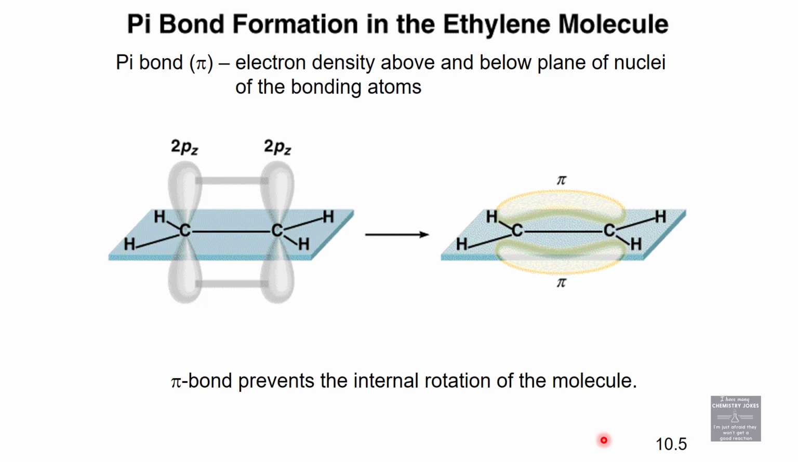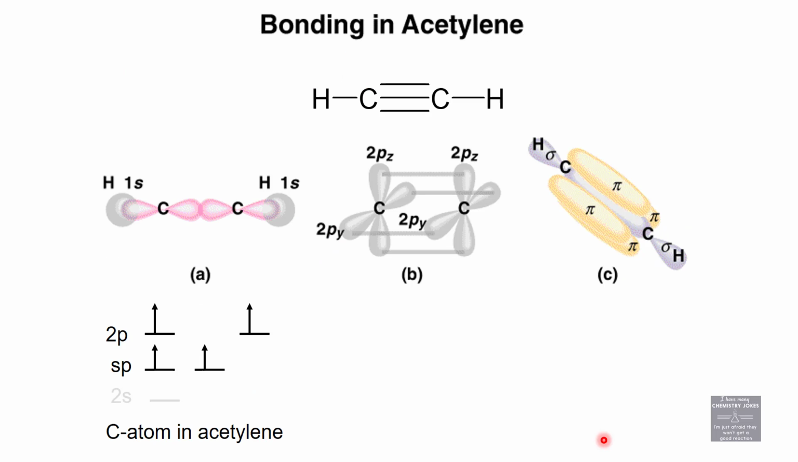Let me talk about acetylene for a second first. Acetylene has a triple bond in the middle. All multiple bonds have one sigma, and a double would have one pi, but a triple has two pi. If one pi is good, two pi is better. One sigma, two pi in a triple bond.